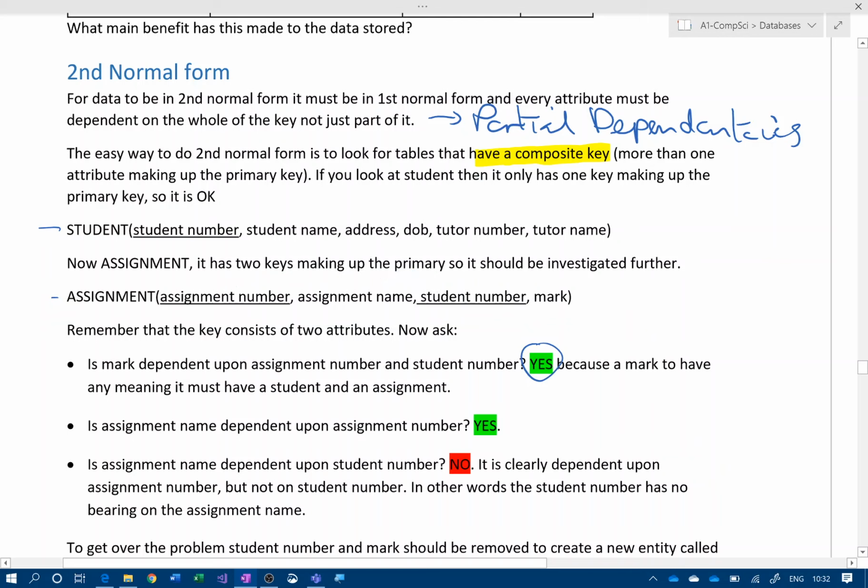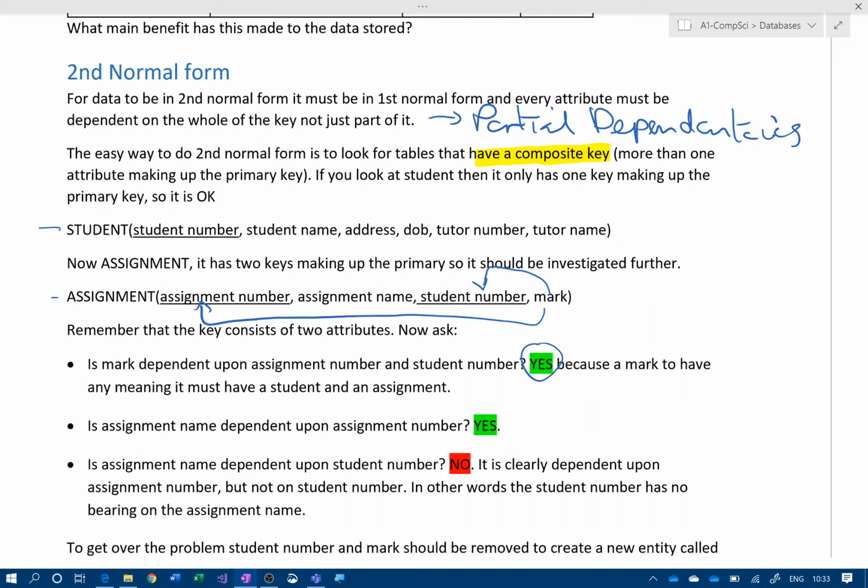So we've got to ask ourselves the question: is mark dependent upon assignment number and student number? Yes. We could say that it's dependent on both of those things, because mark without both of those is meaningless. If I said I've got 99% in a test, you'd go, well, which one is it? I don't know. It's meaningless. Likewise, if I have a student who got 100%, which student? Don't know. Again, it's meaningless. So we need to know the assignment it came from and the student to make it have any meaning. So that's good.